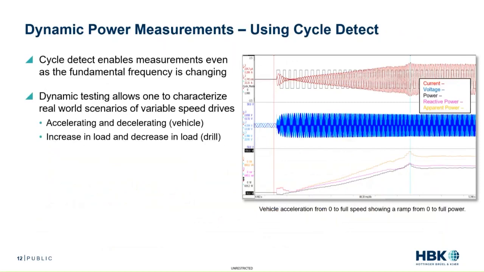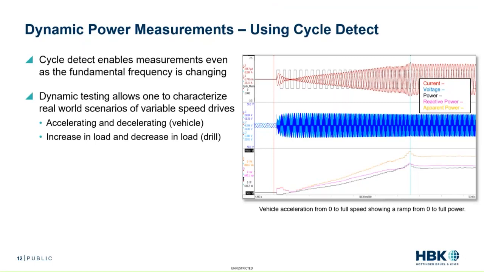So here's an example of a vehicle acceleration from, let's say, 0 to full speed. The top signals include the 3 phases of current, plus the cycle detect signal. And in the middle are the 3 phases of voltage. And on the bottom are the values calculated for every half cycle for active power, reactive power, and apparent power. So using cycle detect enables measurements to be calculated continuously even as the fundamental frequency of the current is changing.